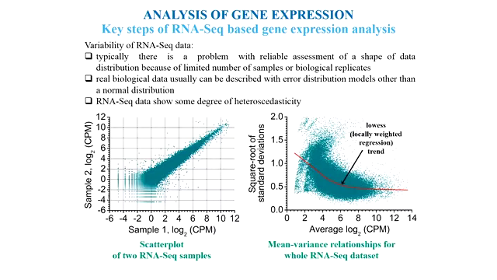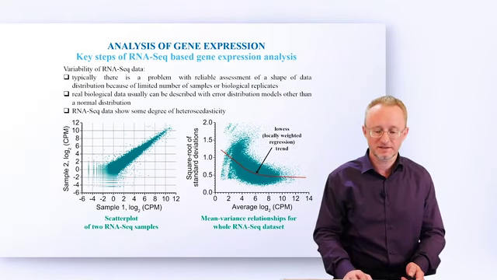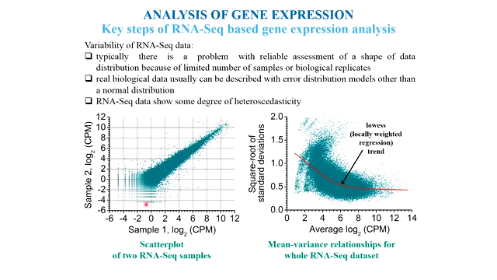The third step in gene expression analysis is stabilization of the data variability. In fact, RNA-seq data show some degree of heteroscedasticity. This feature of the RNA-seq data is clearly visible on standard pairwise scatter plots or on plots of mean-variance relationships. The problem of heteroscedasticity is further aggravated by the fact that, as a rule, it is difficult to find a plausible model of RNA-seq data distribution due to a limited number of available biological samples or biological replicates.